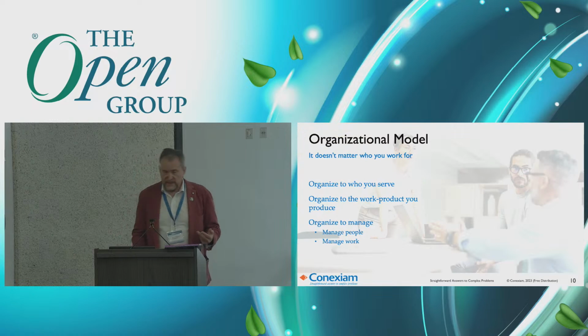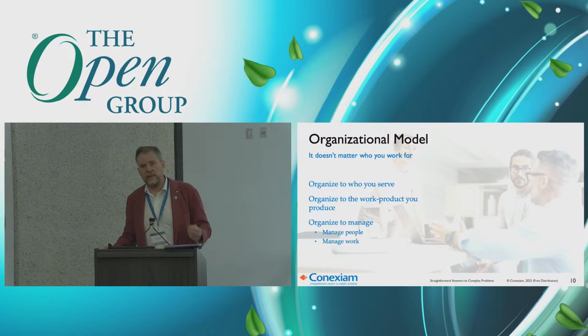Now, the processes are tied to your org model, and I routinely run into things. Oh, if we didn't work for the CIO, if we only worked for this guy, it's all crap. It doesn't matter where you work for. It doesn't matter who your boss is. It matters who you serve. And are you successfully serving that individual?